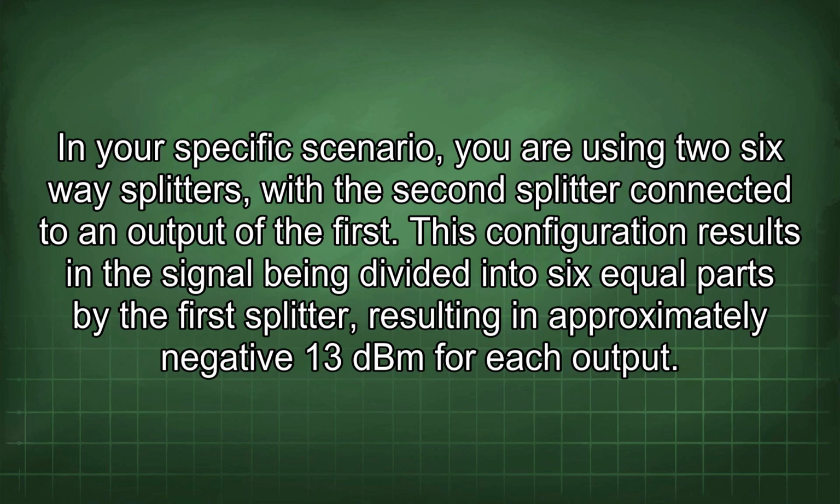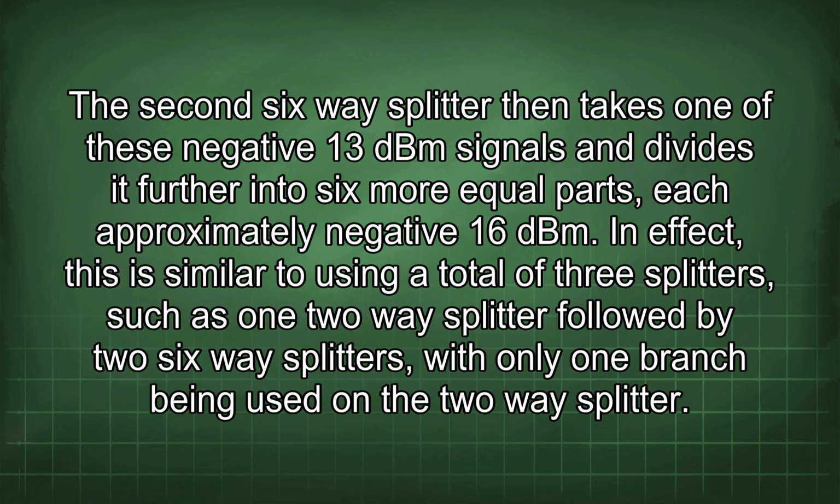In your specific scenario, you are using two six-way splitters, with the second splitter connected to an output of the first. This configuration results in the signal being divided into 6 equal parts by the first splitter, resulting in approximately negative 13 dBm for each output. The second six-way splitter then takes one of these negative 13 dBm signals and divides it further into 6 more equal parts, each approximately negative 16 dBm.